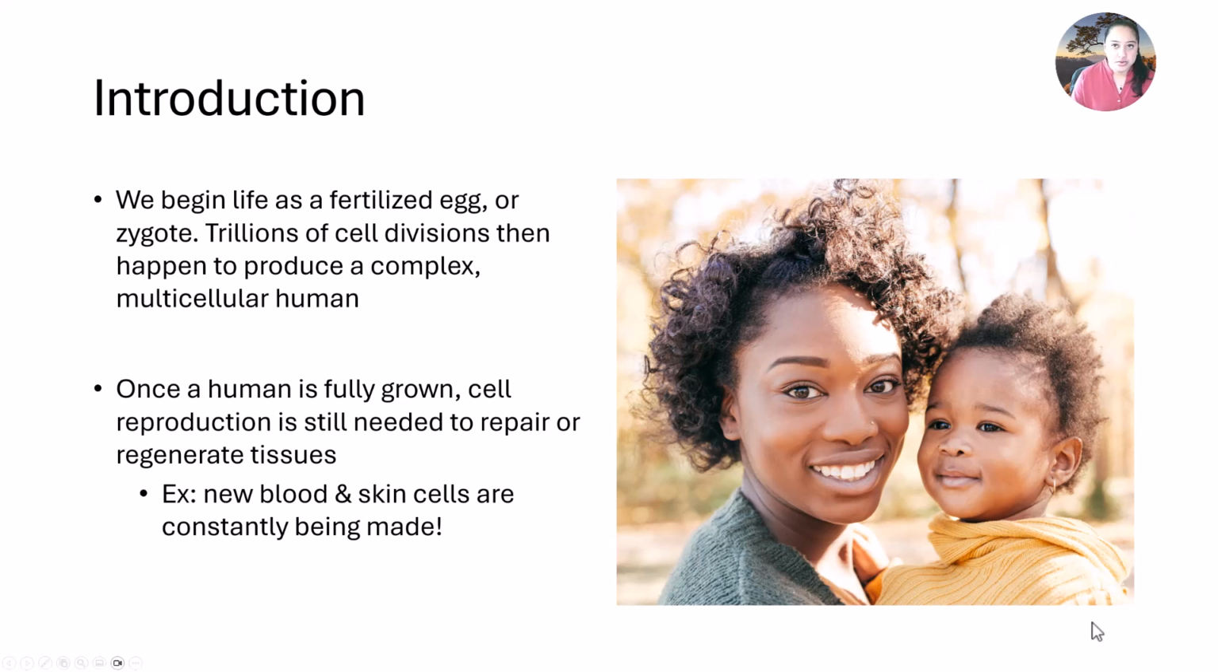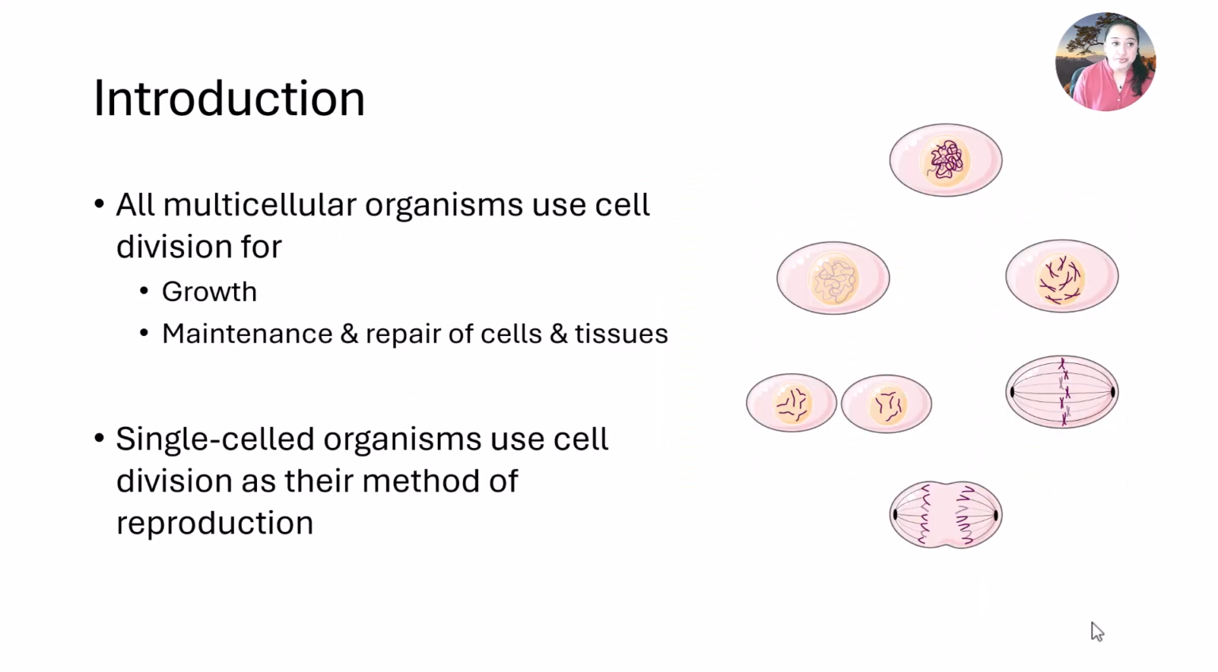So how do you do this? How do you go from one cell to multicellular and then make more cells? All multicellular organisms use cell division for growth, for maintenance and repair of cells and tissues. So a multicellular organism, like humans, needs cell division to grow, and even for maintenance and repair of cells and tissues, we need cell division.